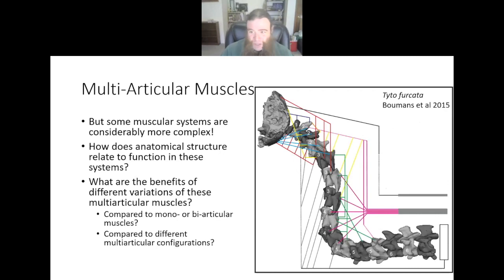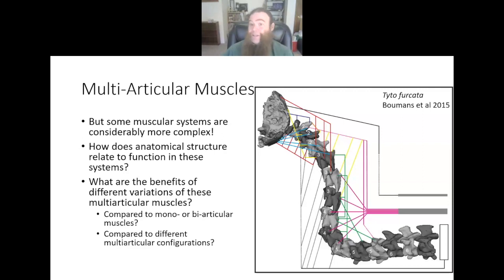However, some systems are much, much more complicated, where a given muscle will cross large numbers of joints, 3, 4, 10, 20 joints. And this often involves having many, many muscles with many, many attachments, as you can see here in this diagram of a barn owl, I believe, neck from Bowman's et al. 2015. So these systems are quite complicated, and this brings up the question of how does anatomical structure and the arrangement of these muscles relate to function?